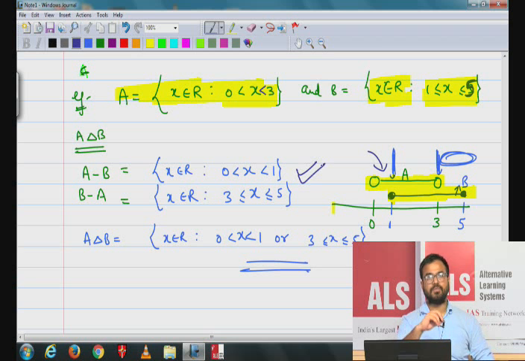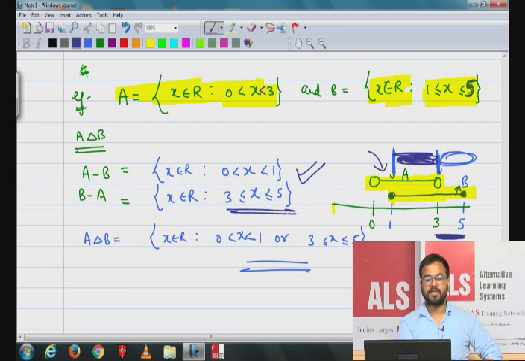Then we have to do B minus A. B minus A means from the set B we have to eliminate those values which are part of A also, or which are common to both of them. So this region will be eliminated from B, up to 3 it is getting eliminated. But since 3 was not in A, let's say A was up to 2.9, 3 will remain in B, and the rest of the values will be removed. So B will be left only from 3 to 5, 3 included.